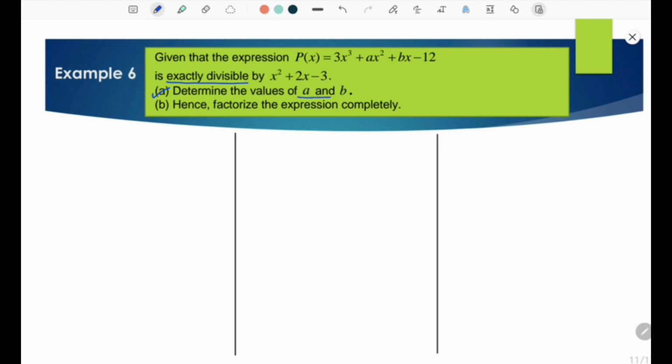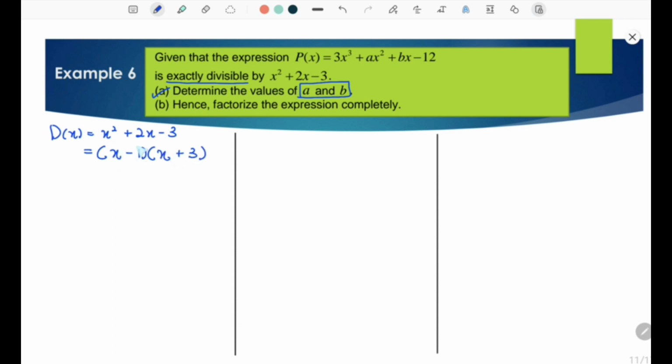To find the values of a and b, we need to form at least two equations. First, you must note that this polynomial is exactly divisible by this divisor. That means the remainder will be 0. Next, we will let D(x) equal x squared plus 2x minus 3, and I will factorize this quadratic expression. We will get (x minus 1)(x plus 3).